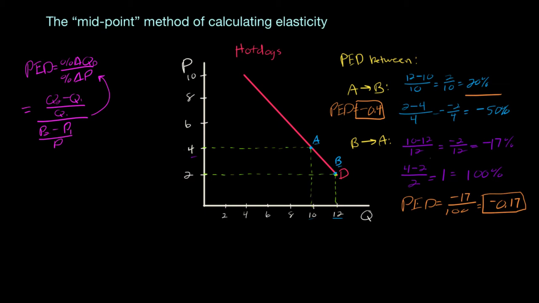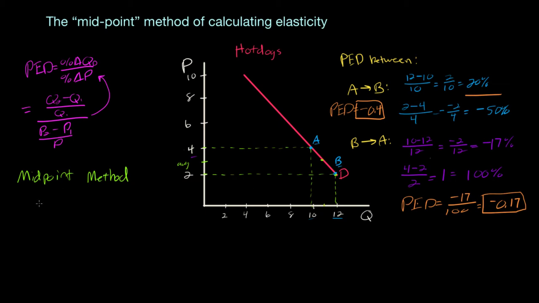So is there a way we can calculate PED that cancels out these discrepancies when moving along a demand curve from higher prices to lower prices or from lower prices to higher prices? And in fact, there is. We're now going to demonstrate what's called the midpoint method for calculating PED. This uses the midpoint along the demand curve, and the average price, so the average price would be the price in the middle of the two prices that we're comparing, and the average quantity, which would be the quantity in the middle of the two quantities that we're comparing.